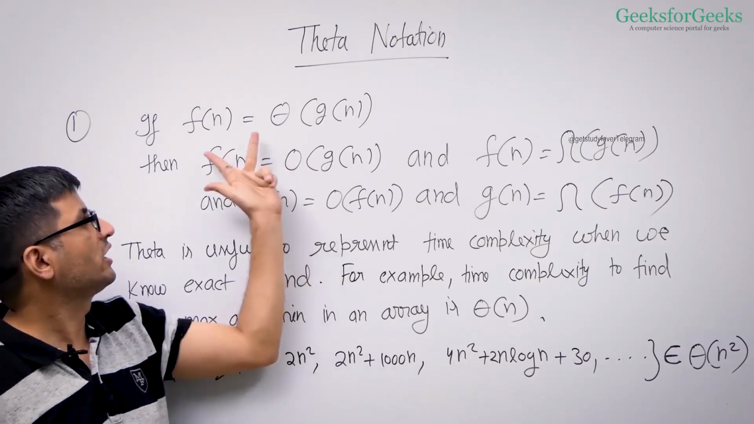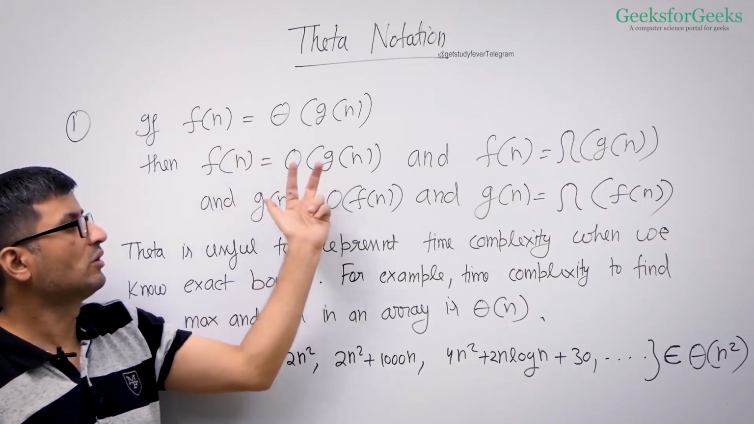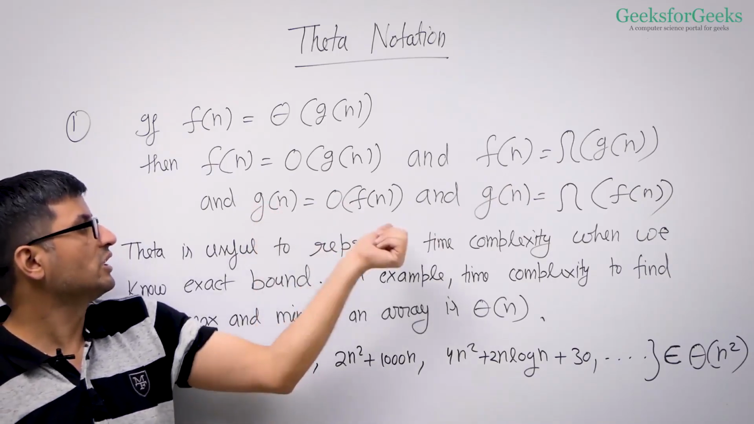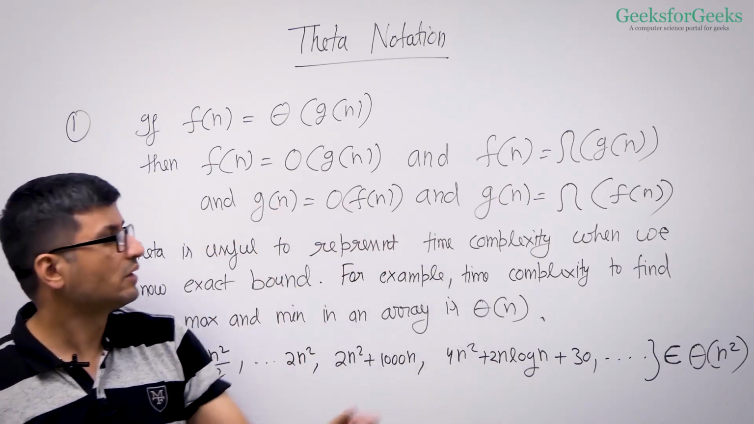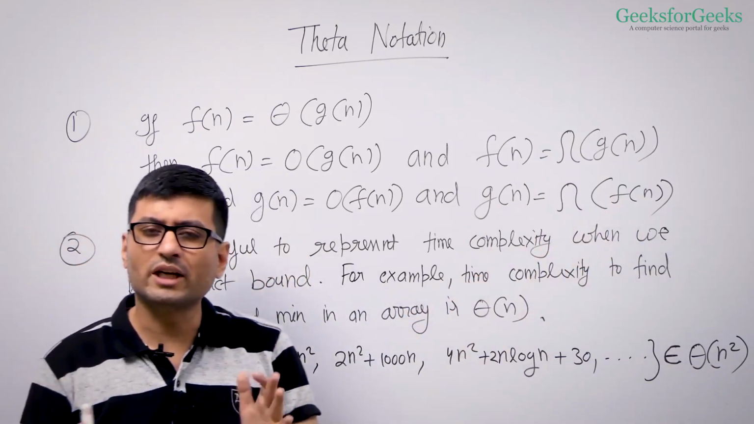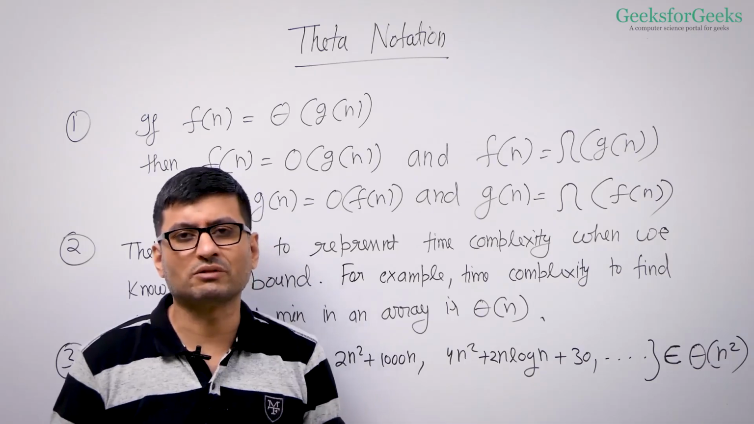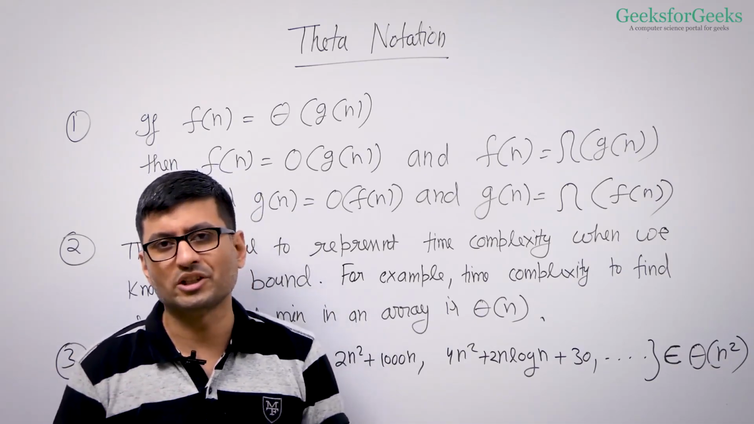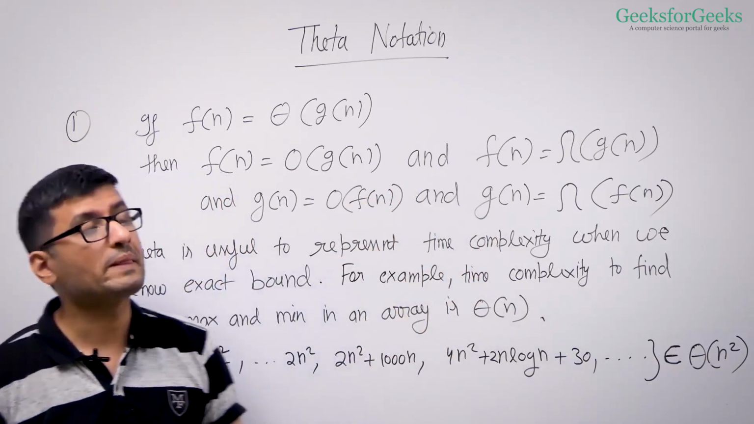So when you are sure that they have equal order of growth, you can write big O, you can write big omega, and you can write the reverse way also. You can say g(n) is equal to big O of f(n) and g(n) is equal to big omega of f(n), right? Because they both have the same order of growth, and when two functions have the same order of growth, you can use all notations and exchange these notations across the functions as well.